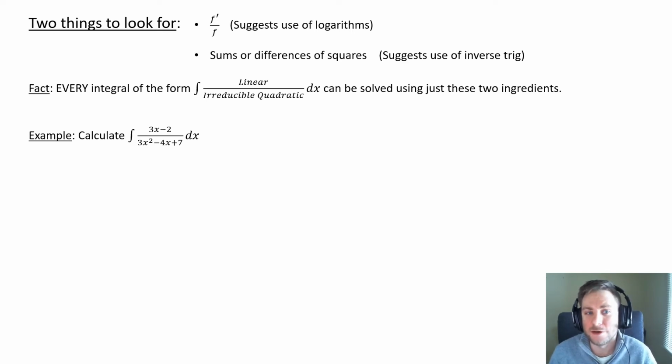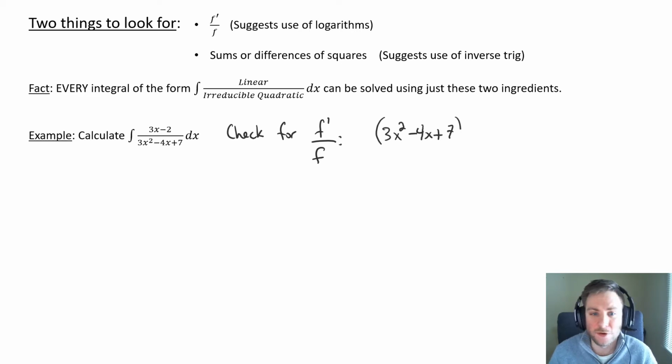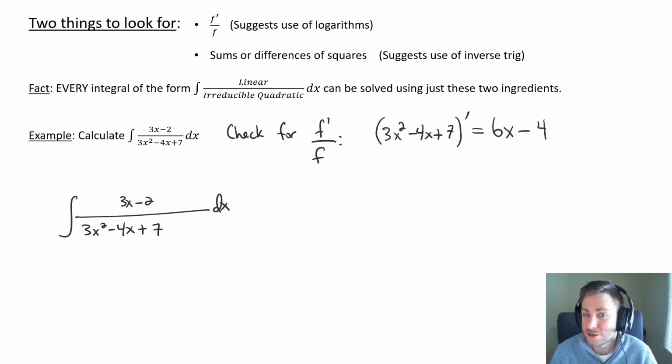Anytime you encounter a linear over irreducible quadratic integral, the very first thing you should do is check if it can be made into the form f prime over f, because that would really represent the easiest case scenario. So let's think about the derivative of the denominator. In this case, that derivative is 6x minus 4. So this is the numerator we wish we had. Unfortunately, the numerator we actually have is 3x minus 2. But actually that's not too bad because 6x minus 4 is just double 3x minus 2.